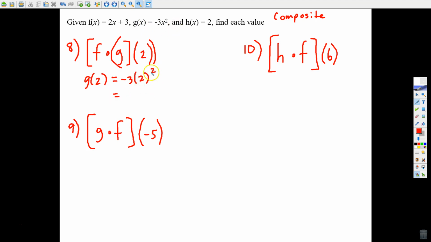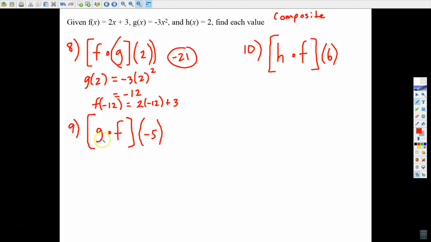Alright, so you always square first. 2 squared is 4, and 4 times negative 3 is negative 12. Now negative 12 becomes an input into the f function. So let's find out what f of negative 12 is. 2 times negative 12 plus 3. Negative 24 plus 3 makes negative 21. That's your answer for number 8.